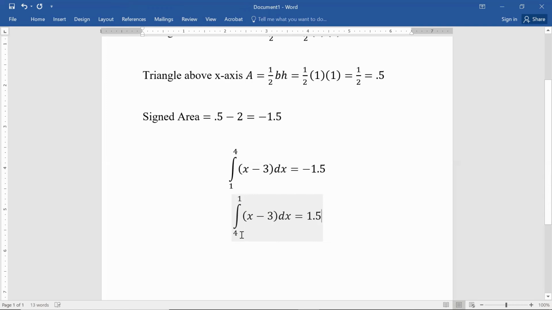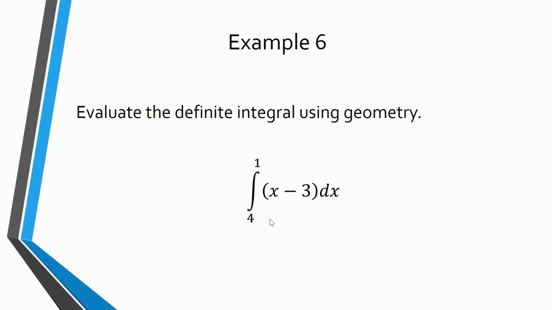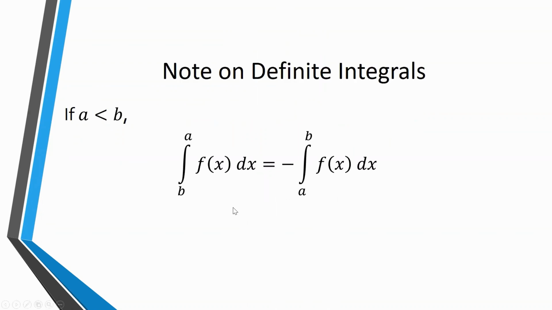But if you did happen to put the bigger number on bottom and the smaller number on top, you would have just gotten the negative of your signed area. Hopefully that makes sense. Again, this is something to be careful of when you're writing things down. Therefore, we've completed this, and we understand that if we put the bigger number on bottom, we just get the negative of the signed area.